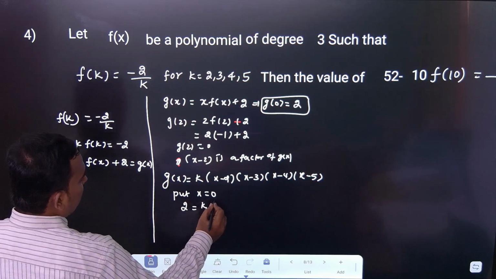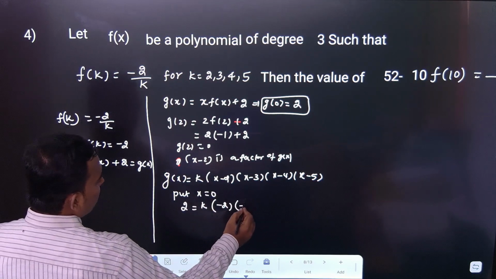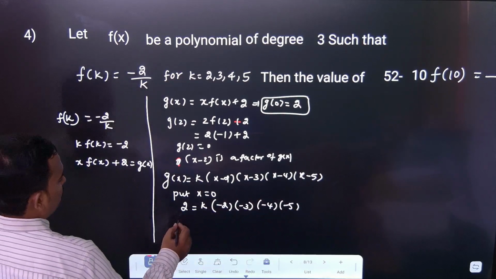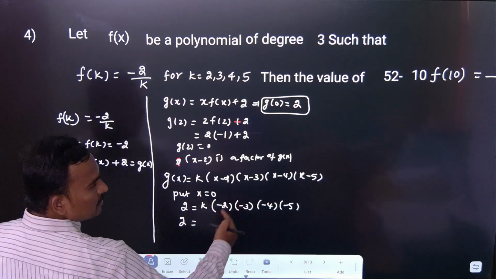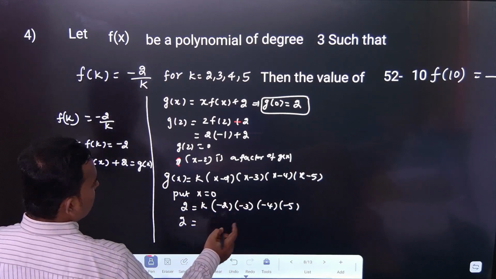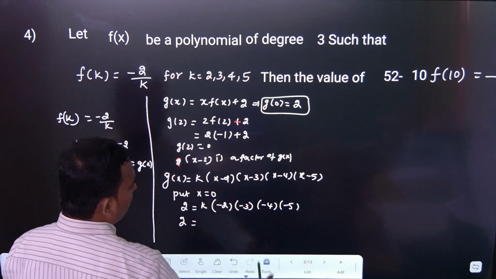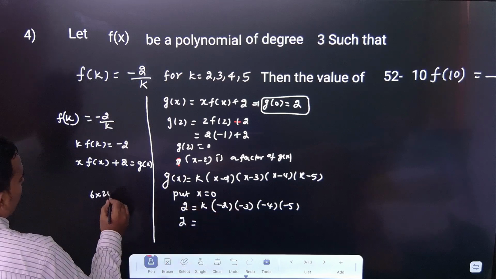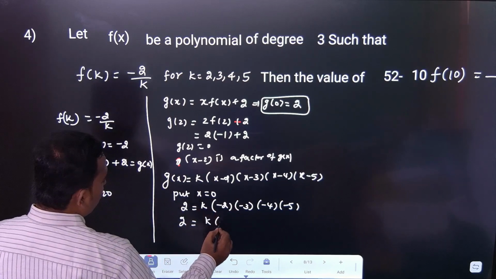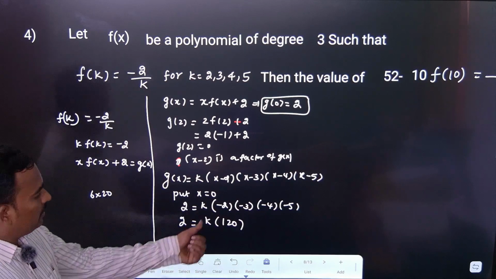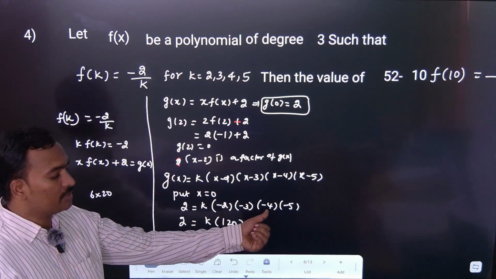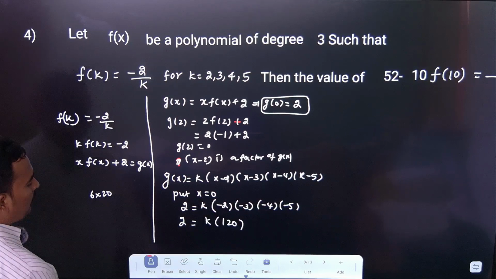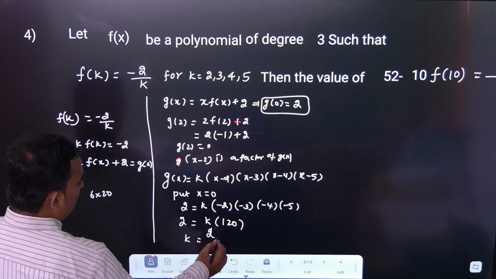Put x equal to 0, g of 0 is 2, which is equal to k times (minus 2)(minus 3)(minus 4)(minus 5). Clear? So what will we get? Minus into minus is plus, that is 6. So 6 into 20, that is 120. So k into 120 we will get. Understand? Minus into minus is plus, 20 into 3 is 60, 60 into 2 is 120. Clear? Okay, therefore k is equal to 2 divided by 120.